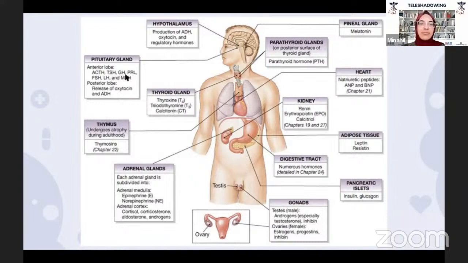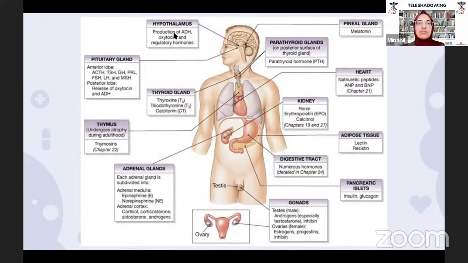Whereas if you think of FLAT PEG, there are a lot of hormones released by the anterior pituitary gland. So it makes it easier. F is for FSH, L for LH, A for ACTH, T for TSH, FLAT, and then PEG includes the PRL, the prolactin, the endorphins, and also GH, the growth hormone.